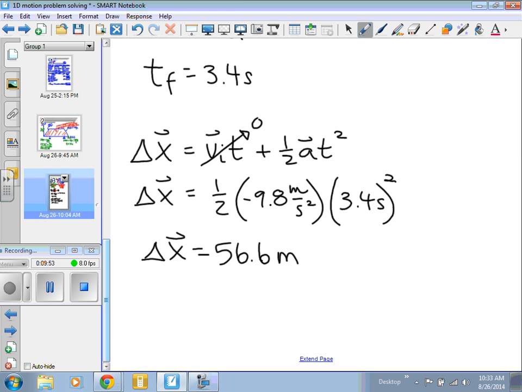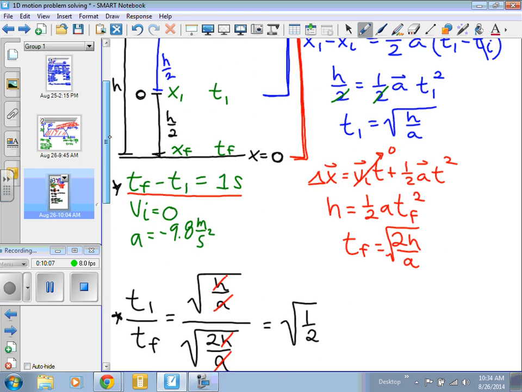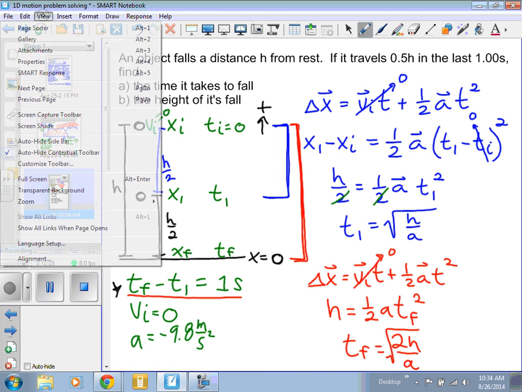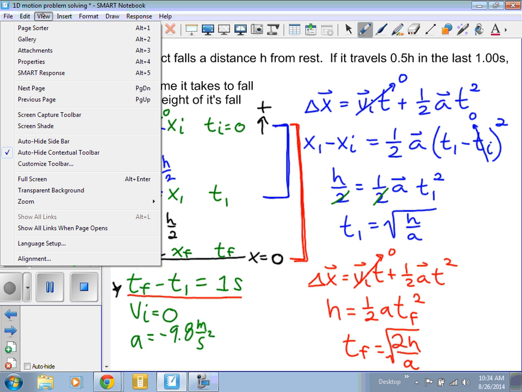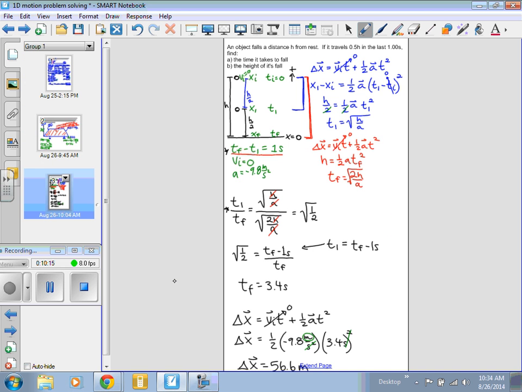We can double check our units. We have meters per second squared times seconds squared. Our seconds squared cancel, and we're left with meters. So that works out well. So let's zoom out on this so that you can see it all together. And that is how you solve that problem.